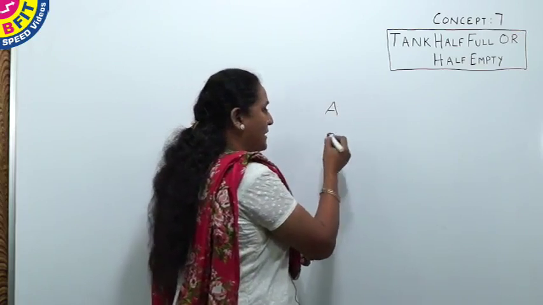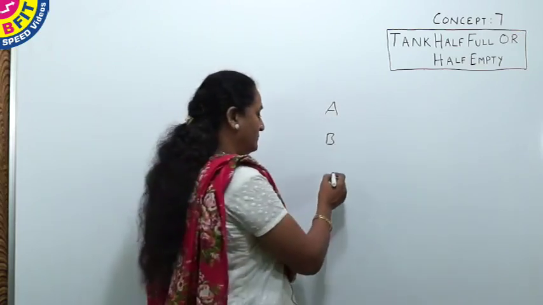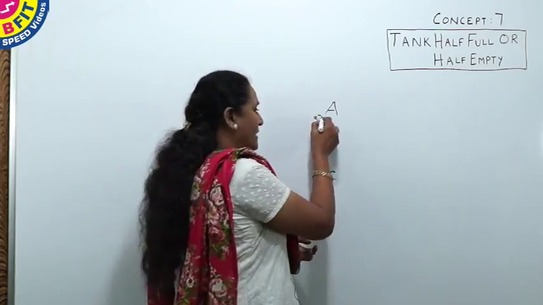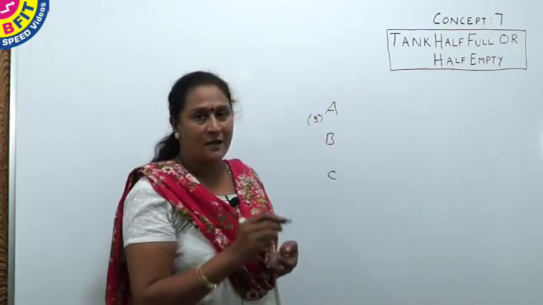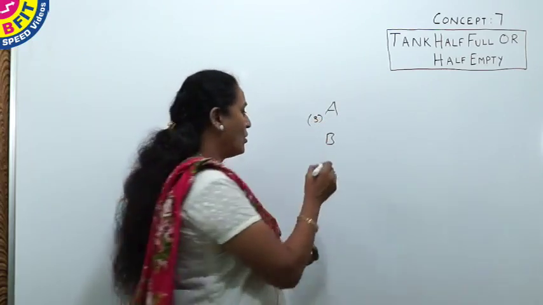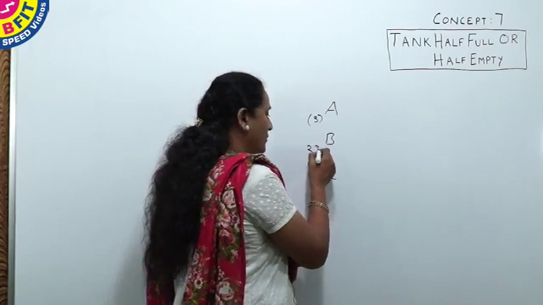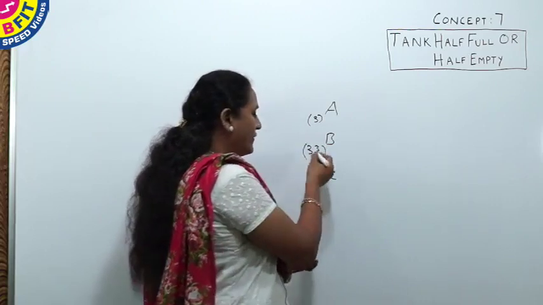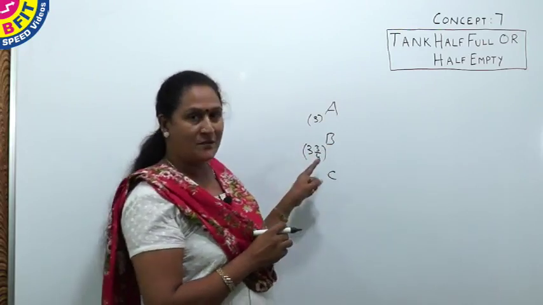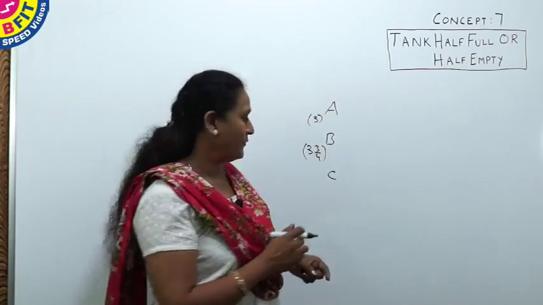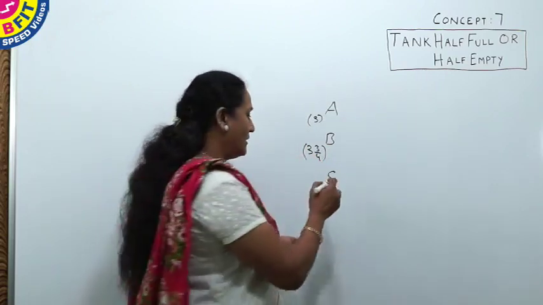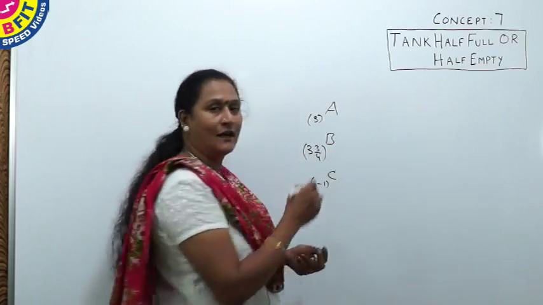So there are 3 pipes A, B and C. A fills in how many hours? 3 hours. And what is the time taken by B to fill the tank? 3 hours and 45 minutes, or 3 3/4 hours. So 45 minutes is 3/4 of an hour. So the time taken by B to fill, this is a mixed fraction, 3 3/4. And what is the time taken by C to empty? In 1 hour it can empty a whole tank.